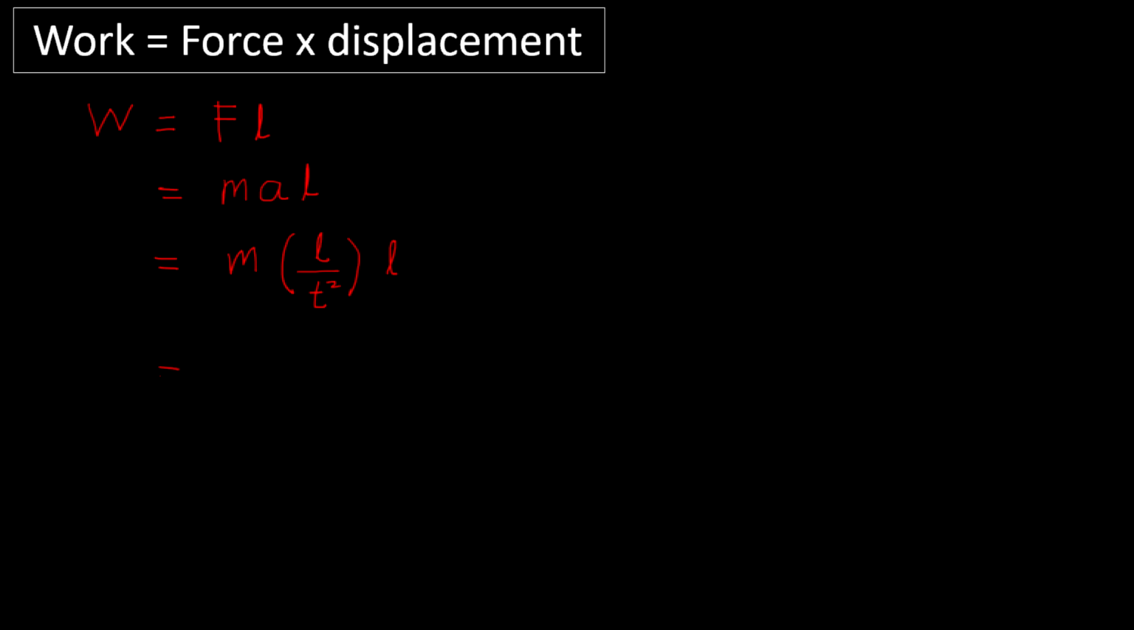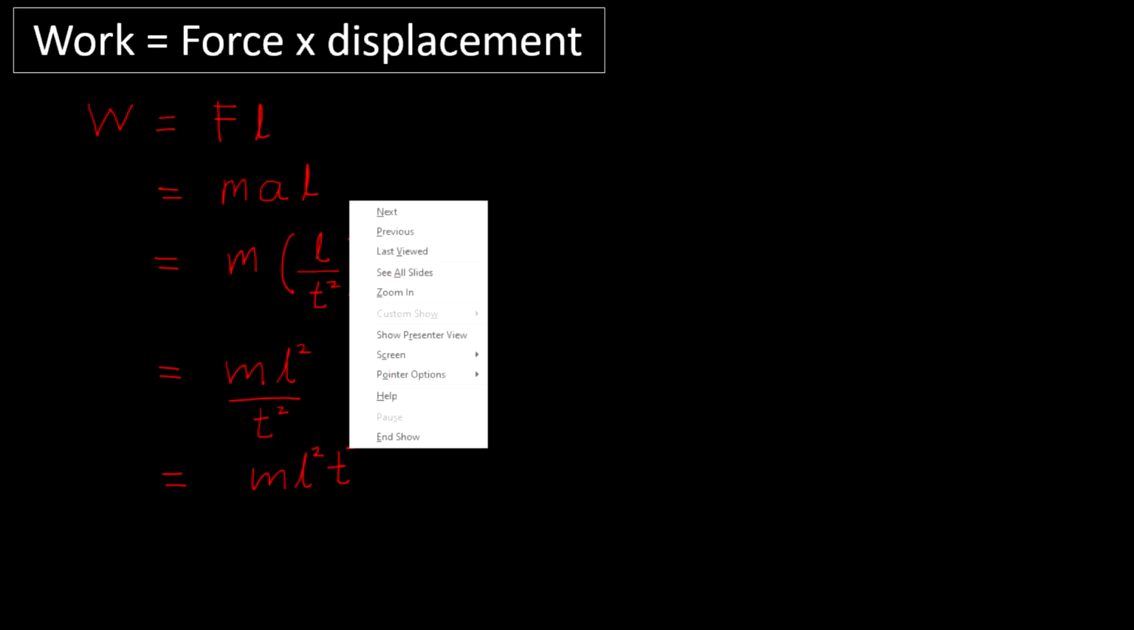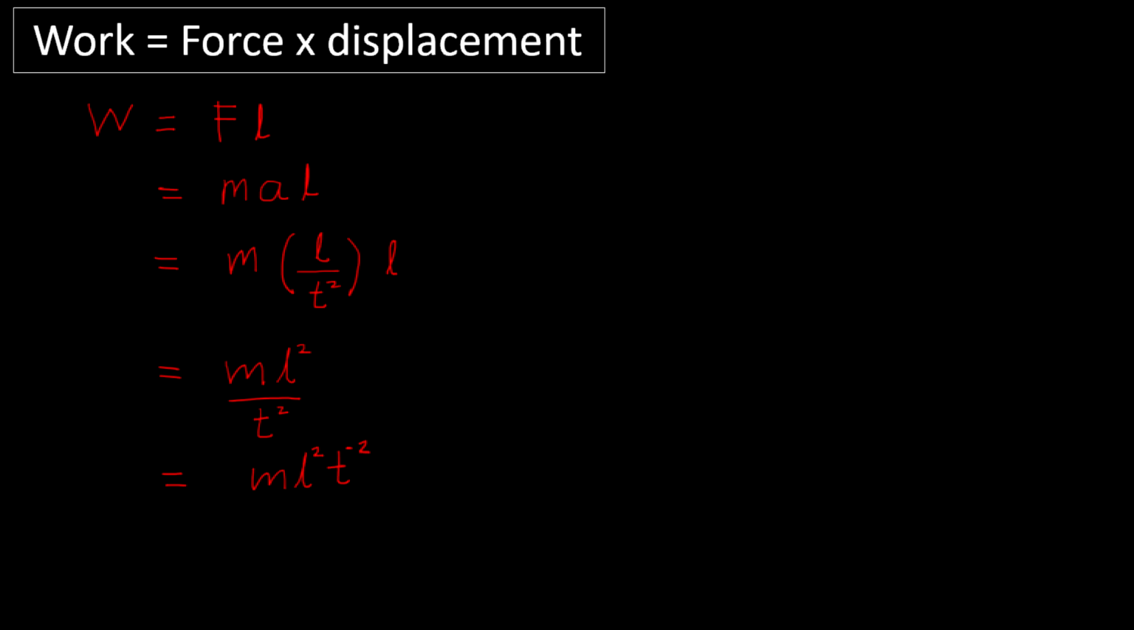Alright, so we can simplify this. So we have ml square divided by t square. You can leave your answer like this. If you want to bring t square up, also correct. Okay, so from here let's say we bring t up. So it become ml square t^-2, you need to change the sign. So from here you already relate work and its base quantity.